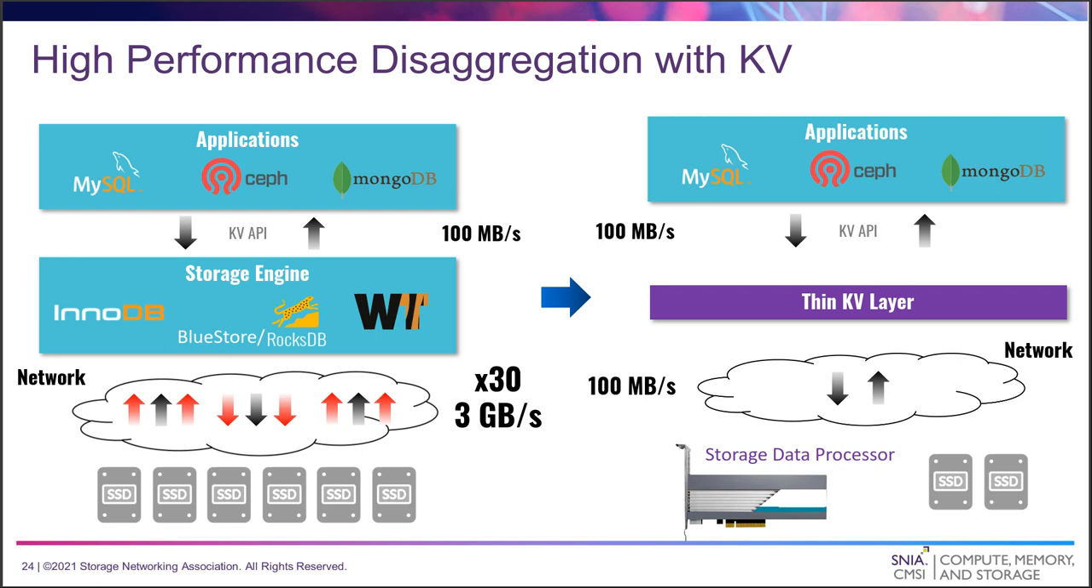But as we see on the right-hand side, when we add a storage data processor that exposes a thin RocksDB compatible API layer, for example, then the problem is totally gone, because the network traffic is only the original application traffic of 100 megabytes per second. And if there is some write amplification due to the storage data processor itself, it's local inside the storage node and not over the network. And we have much more bandwidth within the server. So that's not a problem. So this network traffic amplification reduction is imperative for very high performance storage aggregation.